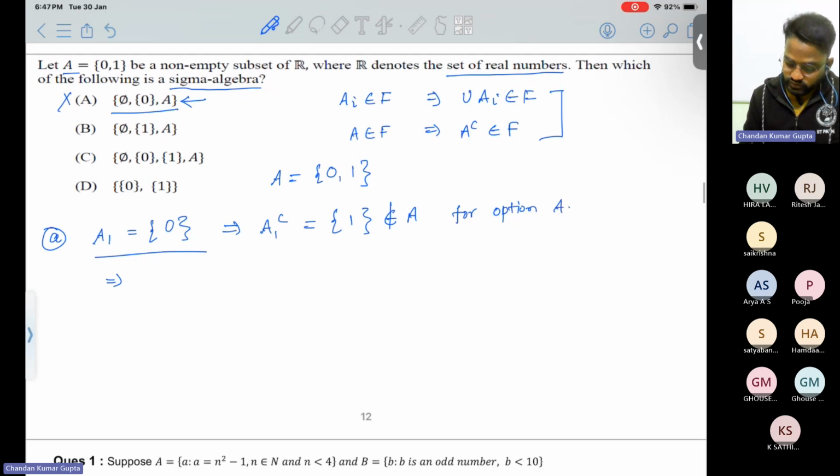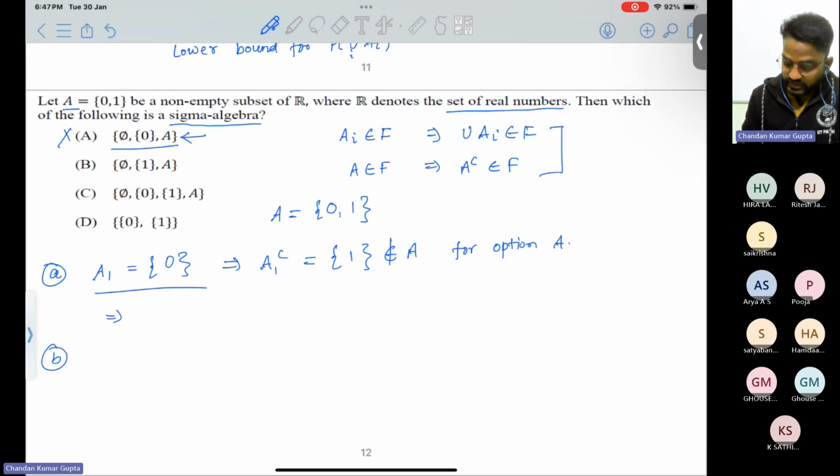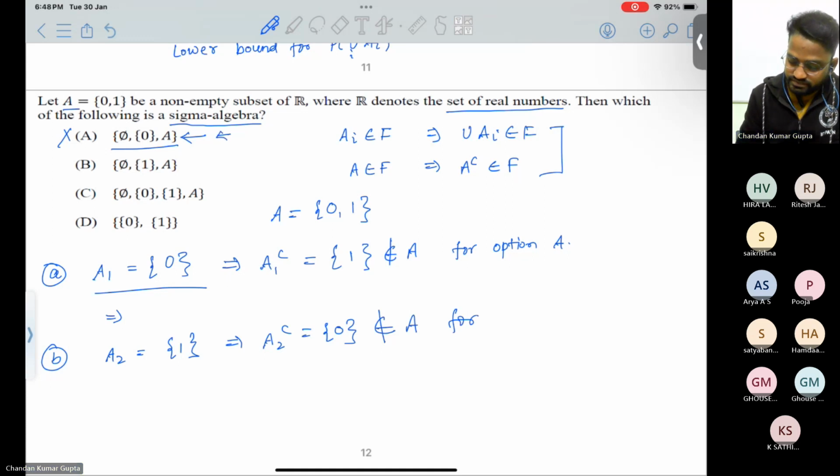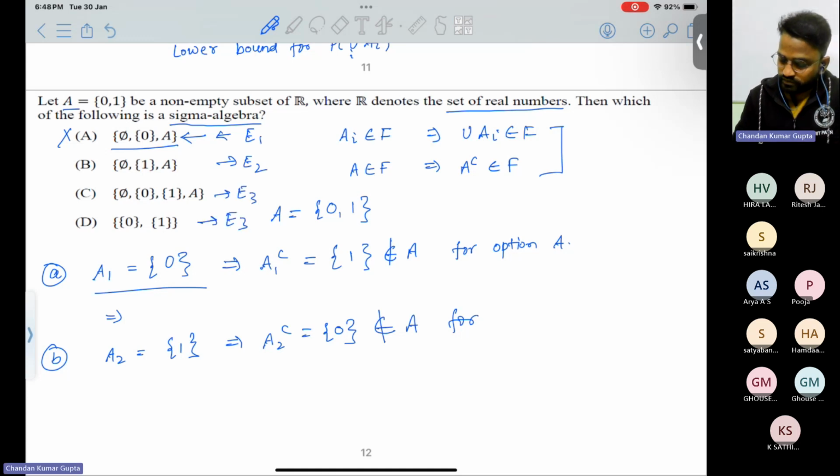The second one is option B, where we take again, in a similar manner, A2 equal to 1. This implies that A2 complement, which is equal to 0, does not belong to A. Actually, I should write here something like E1, E2, E3, E4. So let me correct them.